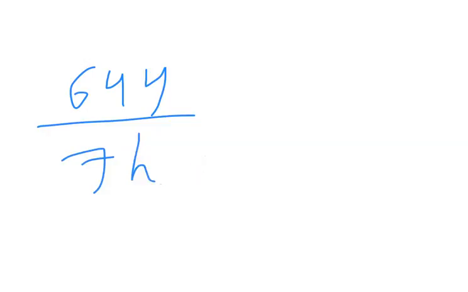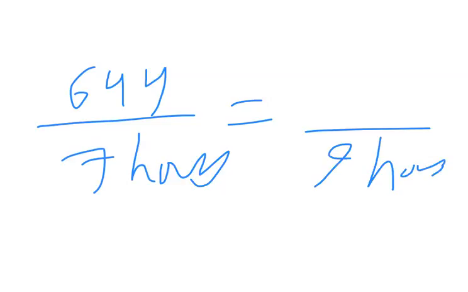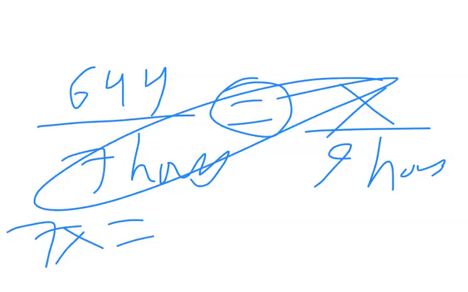Same thing with, like, if you have 644 cookies you eat in 7 hours, how many can you eat in 9 hours? That's a kind of ratio problem. You want to find x, and there's an equal sign because the ratios are the same. So you could do cross multiplication. 7x is going to be 9 times 644, which I will just tell you.